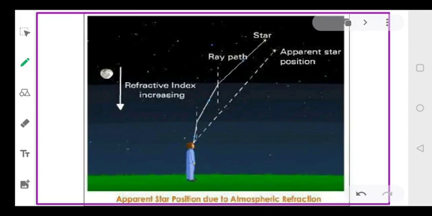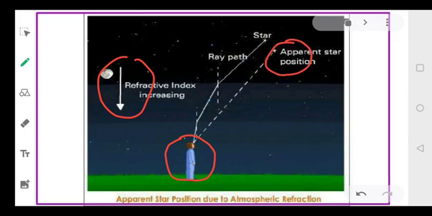So see, suppose you are standing here on the Earth and you are watching the sky, isn't it? So we will see that the refractive index is continuously increasing. Okay, the star is actually here, but because of atmospheric refraction, it will appear that it is here. So there is a slight change in the position of the star, and that is again because of the atmospheric refraction.